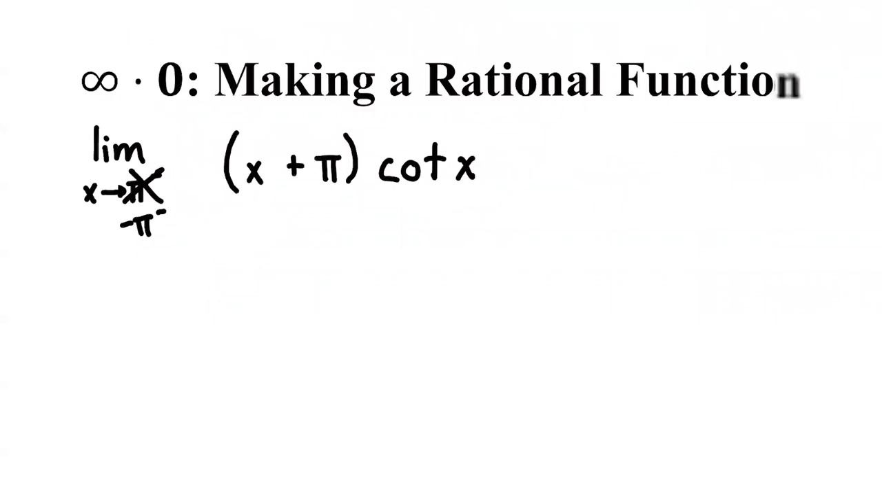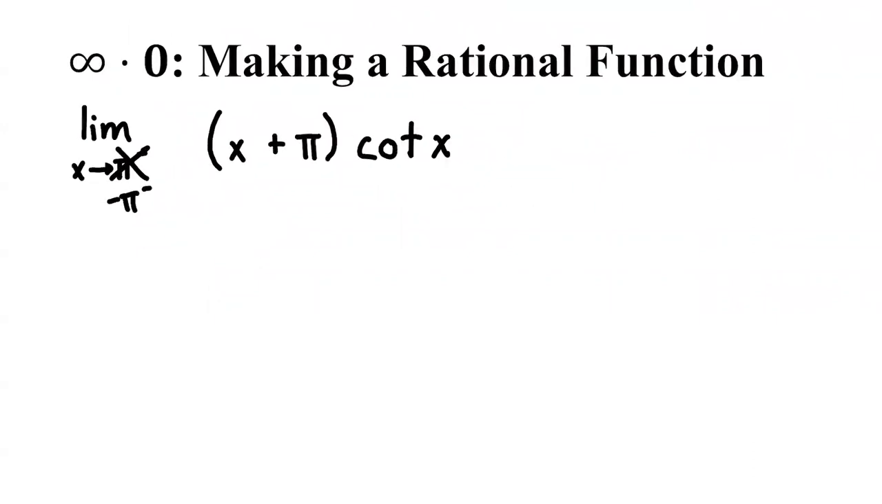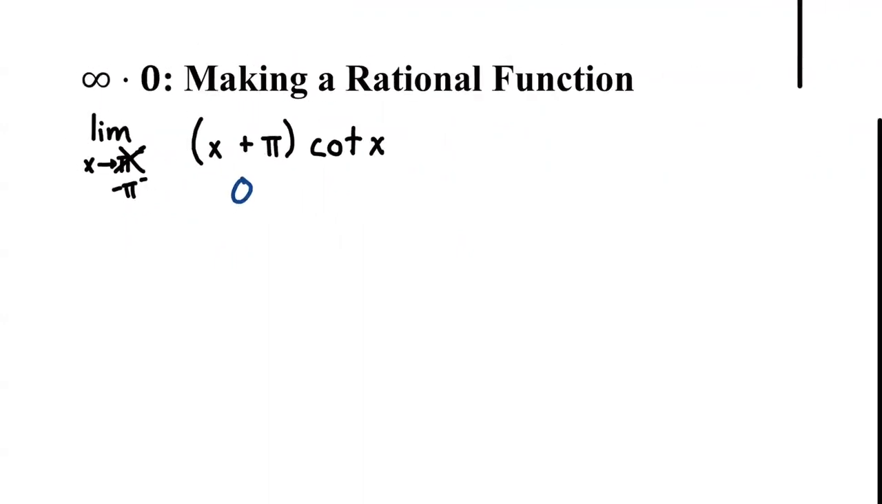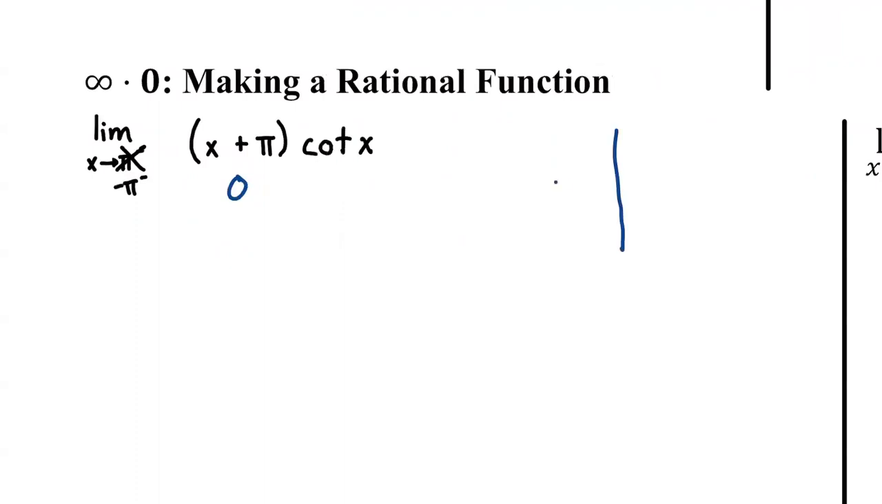All right, so now if we plug in negative pi, this is going to be 0. And just remember the cotangent function. The cotangent function has asymptotes at multiples of pi. So the cotangent function is going to look something like this. So when we approach negative pi from the left-hand side, this is going to negative infinity. So this right here is basically 0 times negative infinity, which is indeterminate.